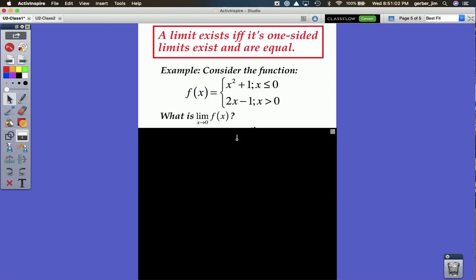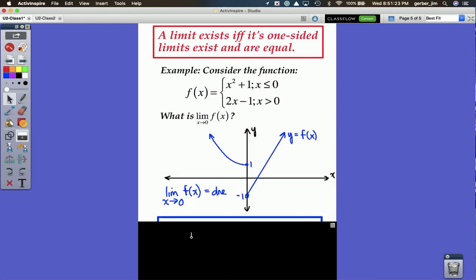The question was, what is the limit as x approaches 0? So as x approaches 0 from the left side, I'm on this function, and that's going to be 1. As x approaches 0 from the right side, I'm on this function. That's going to be negative 1. And so therefore, because the left limit does not equal the right limit, the limit as x approaches 0 does not exist. Okay, you can see it a little bit easier here in the graph.